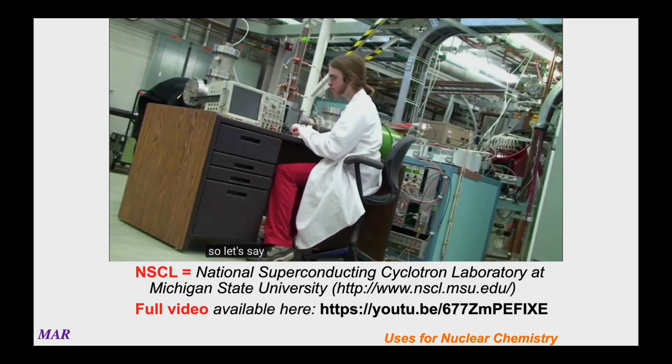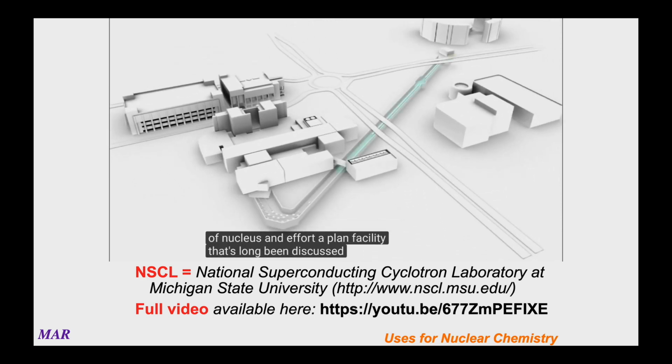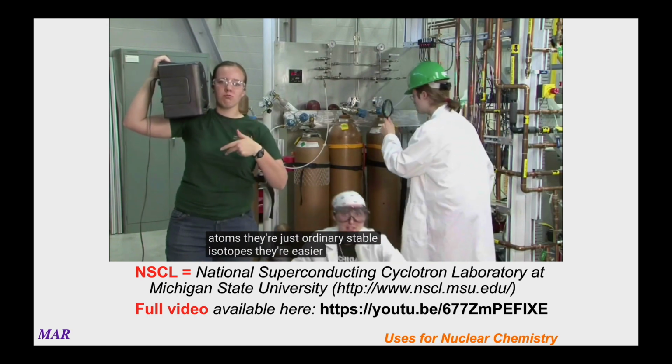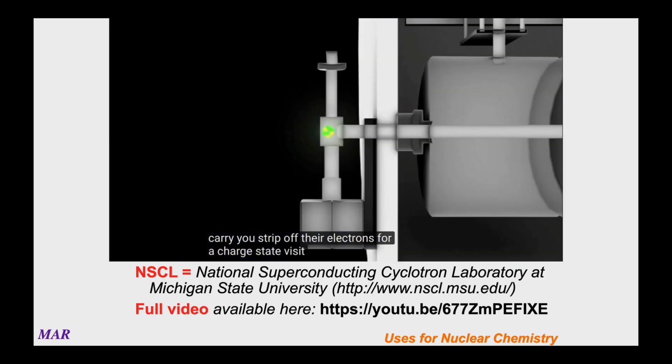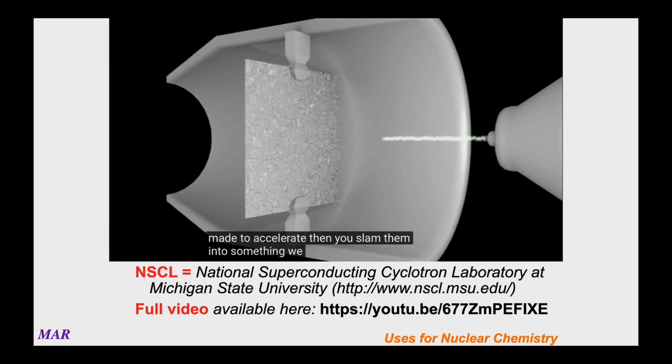So let's say you were making a new kind of nucleus in FRIB, a plant facility that's long been discussed. The starting atoms, they're just ordinary, stable isotopes. They're easier to store and carry. You strip off their electrons for a charged state. They zip through electric fields made to accelerate. Then you slam them into something. We call it the target.